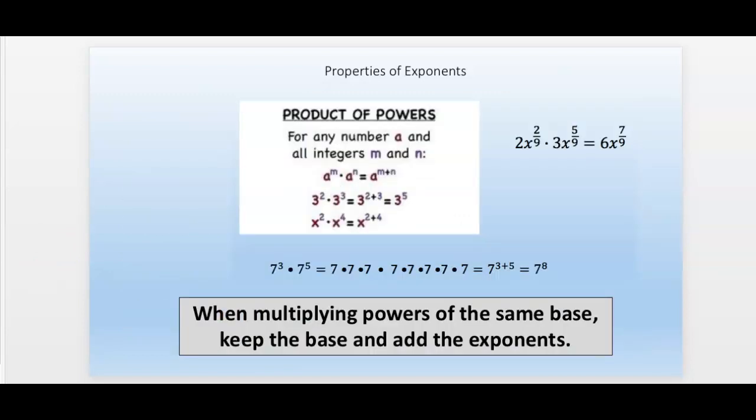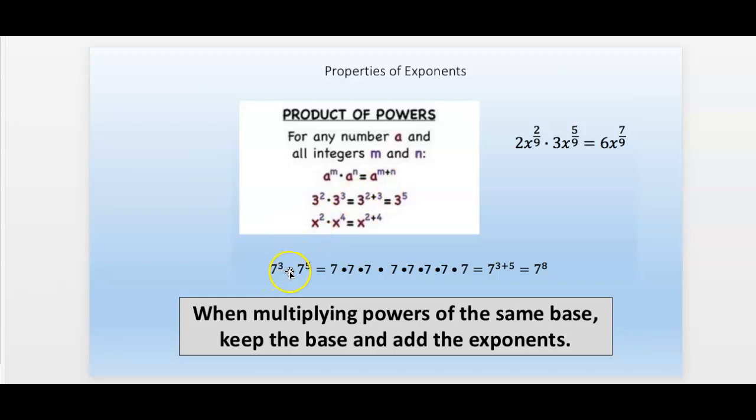Now here's the first one. It's the product of powers. Two numbers multiplied together have the same base. Like look at this one, the base of a. This one has a base of 3. This one has a base of x. All right, when you're multiplying powers with the same base, you just add up the exponents. When you take the two exponents, you just add them together.